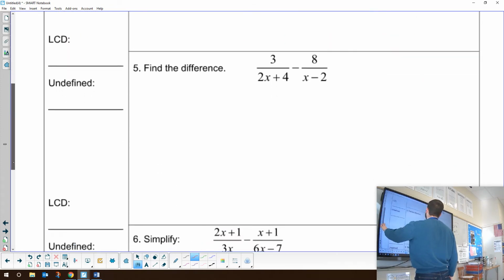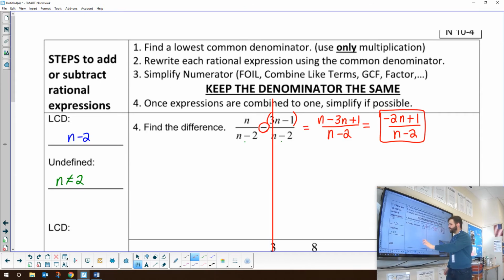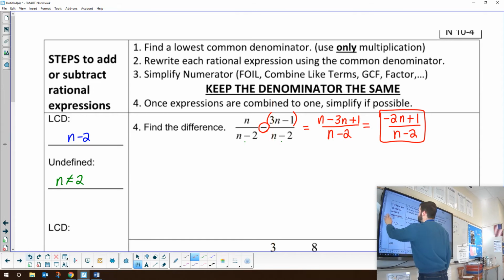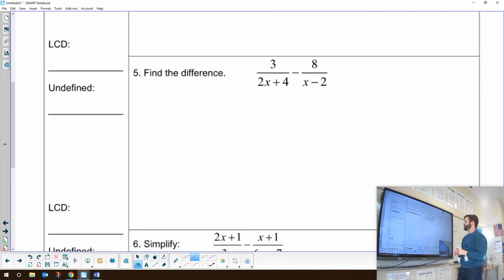So number 5, we are going to first need to find a lowest common denominator. Mr. Martin, how can you find a lowest common denominator between these two? Well, it's quite difficult. That's why we're taking some extra time with this lesson. But all you have to do is factor everything you can. So this 2x plus 4, I can factor that, but you know what? Let's not factor it. Let's just say, okay, these don't have anything in common. This 2x plus 4 and this x minus 2, absolutely nothing in common.